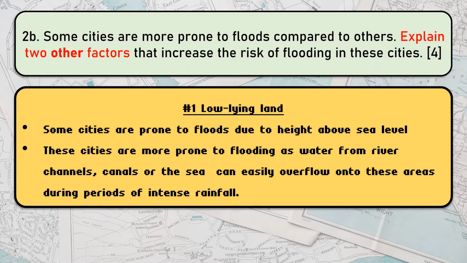So some cities are prone to floods due to height above sea level. These cities are more prone to flooding as water from river channels, canals, or the sea can easily overflow onto these areas during periods of intense rainfall.